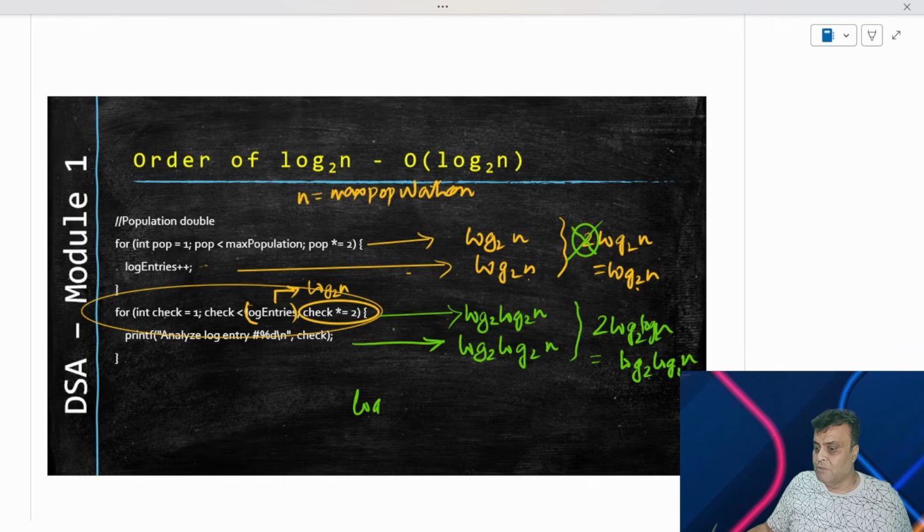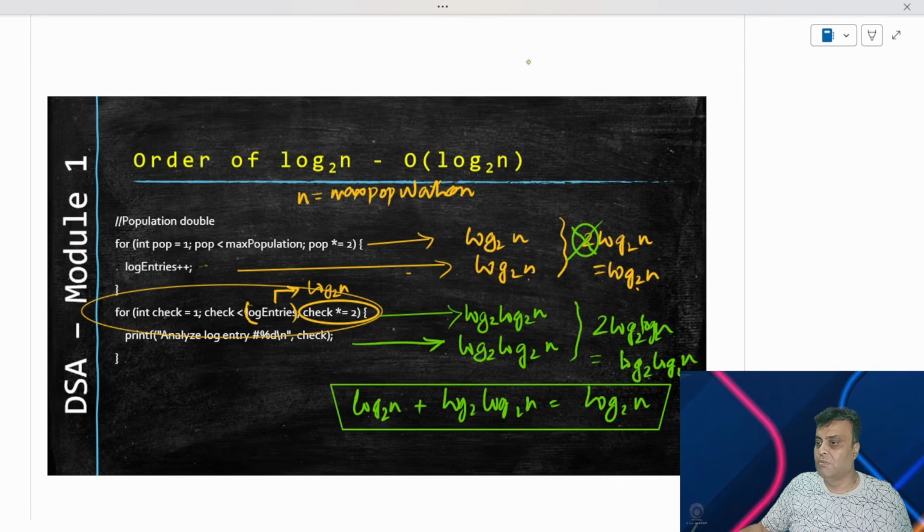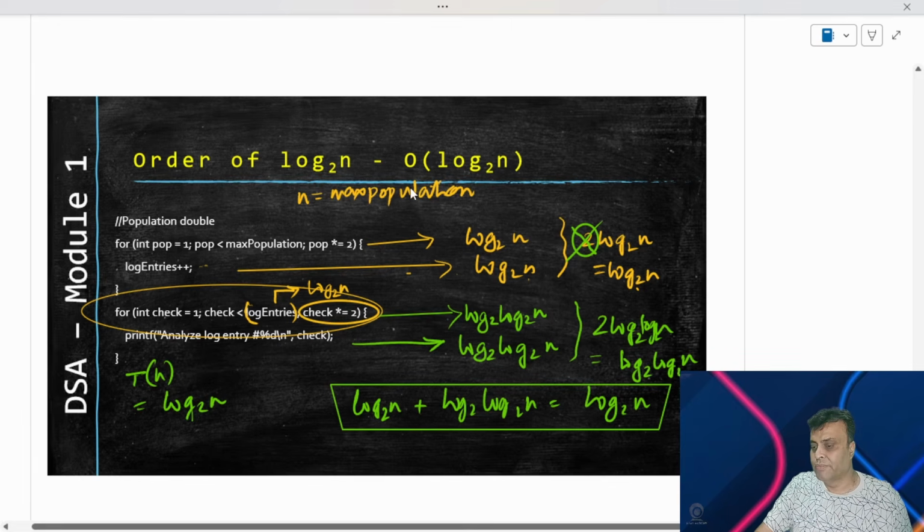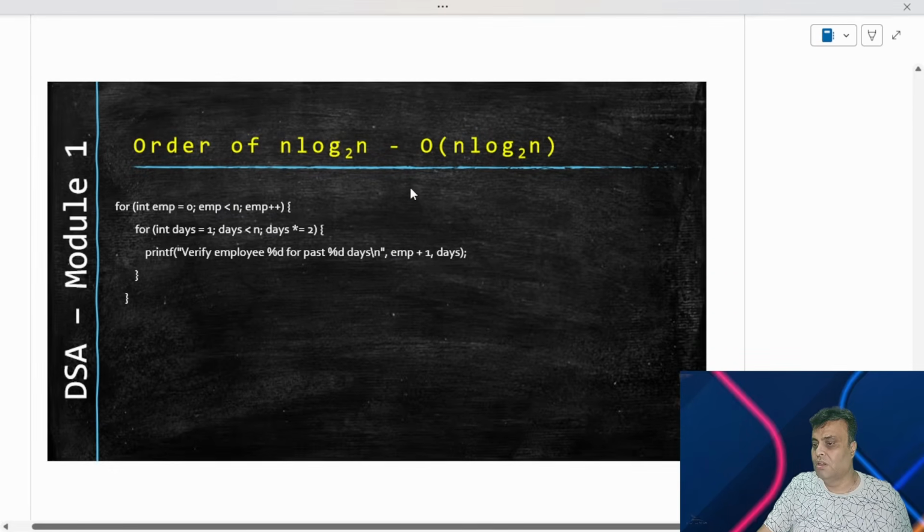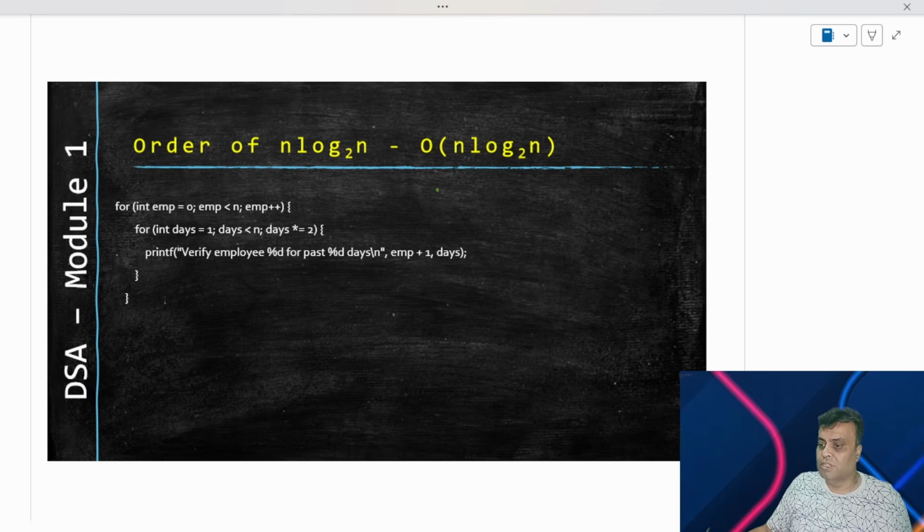If you add them up, so log base 2 of n plus log base 2 of log base 2 of n will add them up to log base 2 of n, because that will be the higher power that we will be taking. So this is your time complexity for this particular problem. So we have established that the time complexity for this particular problem is log base 2 of n. And this is how we calculated it. Now if we go on for one more logarithmic problem, I think this is the last logarithmic class problem.